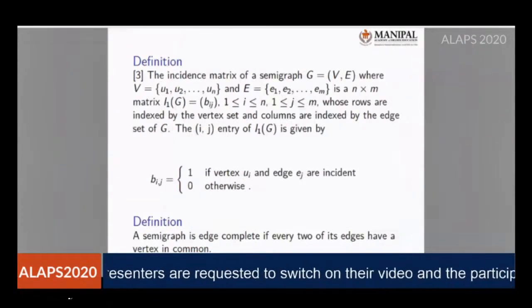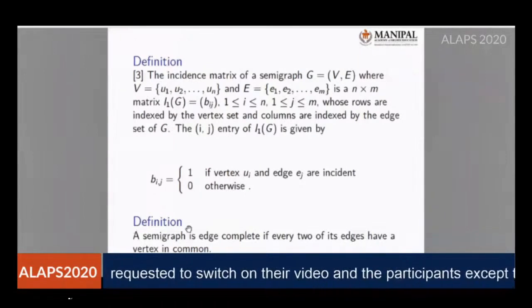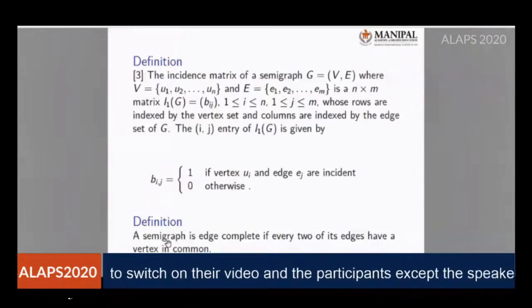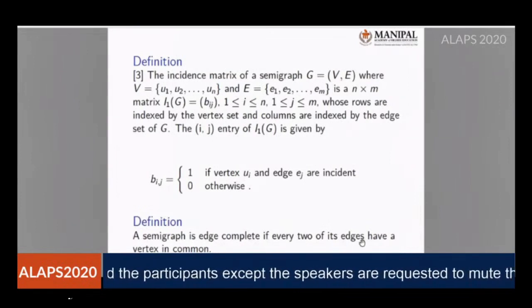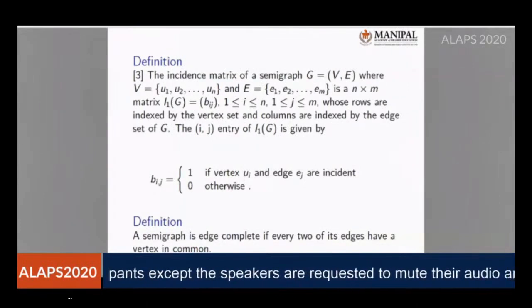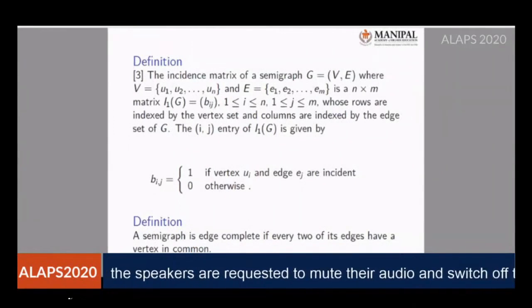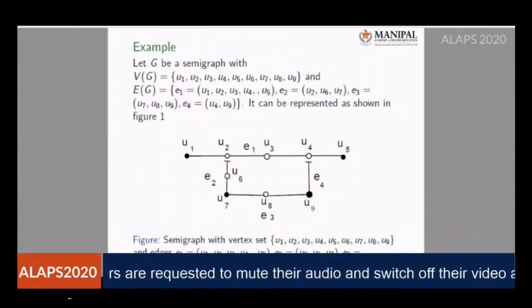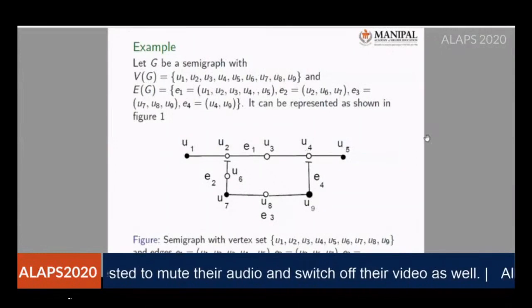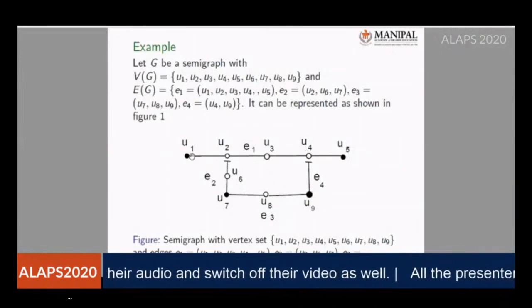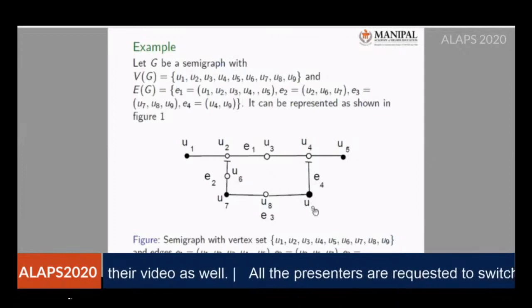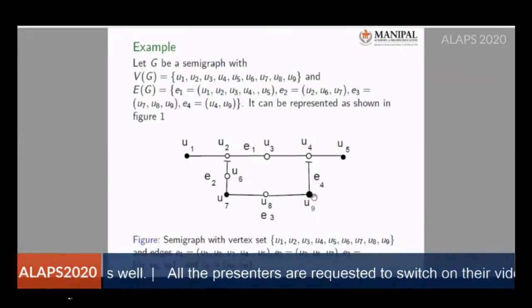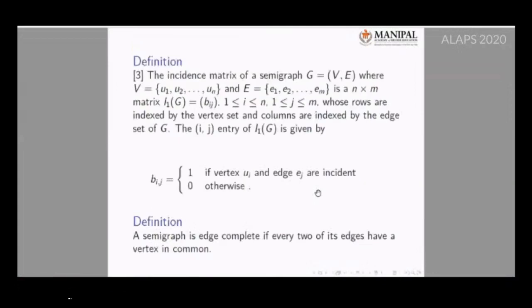One more thing to note is the definition of an edge-complete semigraph. A semigraph is edge-complete if every 2 of its edges have a vertex in common. So in the previous semigraph, you can see edge E1 and edge E2 are adjacent. E1 and E4 are adjacent, whereas E1 and E4 are non-adjacent because they don't have a vertex in common.